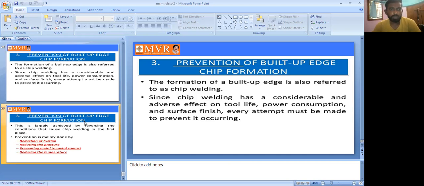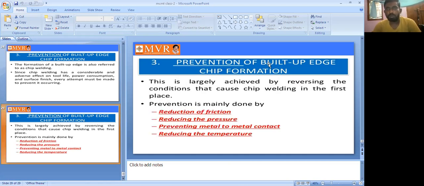Next we can see prevention of built-up edge chip formation. This is largely achieved by reversing the conditions that cause the chip welding in the first place. Prevention is mainly done by reduction of friction. First of all, we reduce the friction. Next, reducing the pressure. Preventing metal-to-metal contact, and reducing the temperature. So this is how prevention is mainly done for built-up edge chip formation.